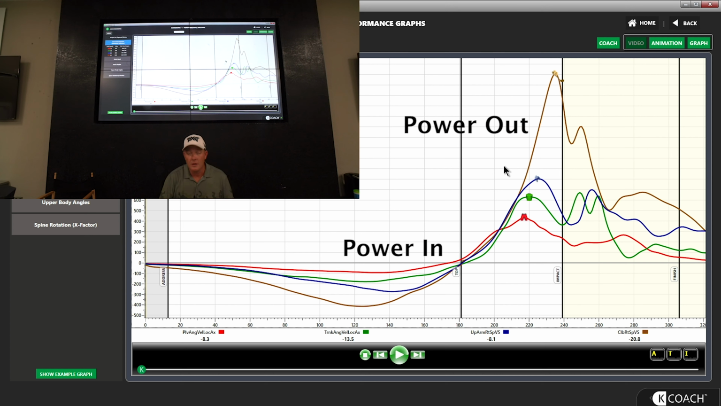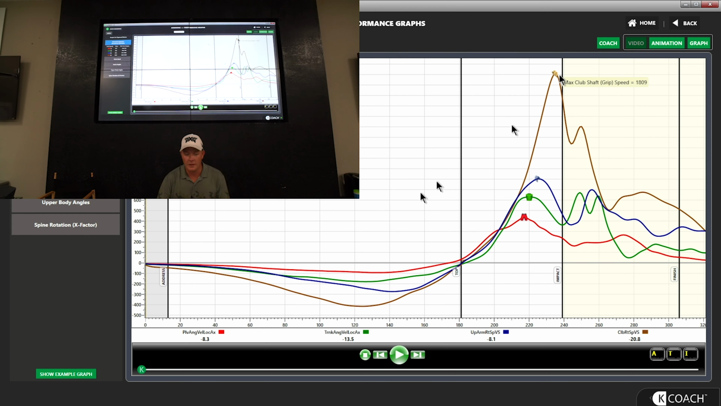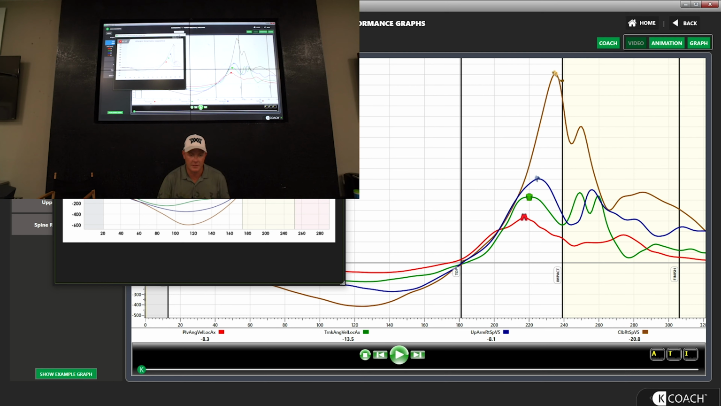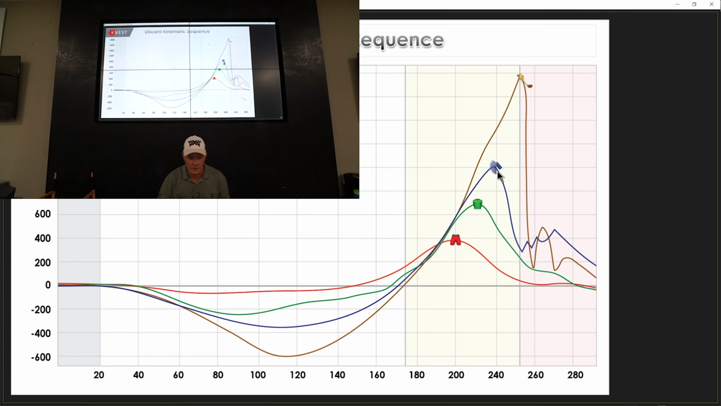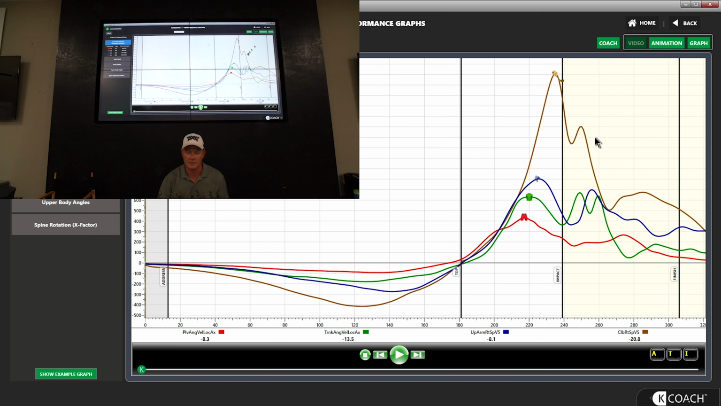Now, the traditional model that we've been trained under, and that is definitely the ideal model for efficiency, is to have this proximal to distal sequence that you see exhibited here in our first member, where it goes from the pelvis to the upper body to the arm and on out to the club. And if we pull up this elite example, again, we see this same pattern happening here, okay? And this is what really allows us to get that most rapid building of rotational speed, maximum energy transfer from one segment to the next.